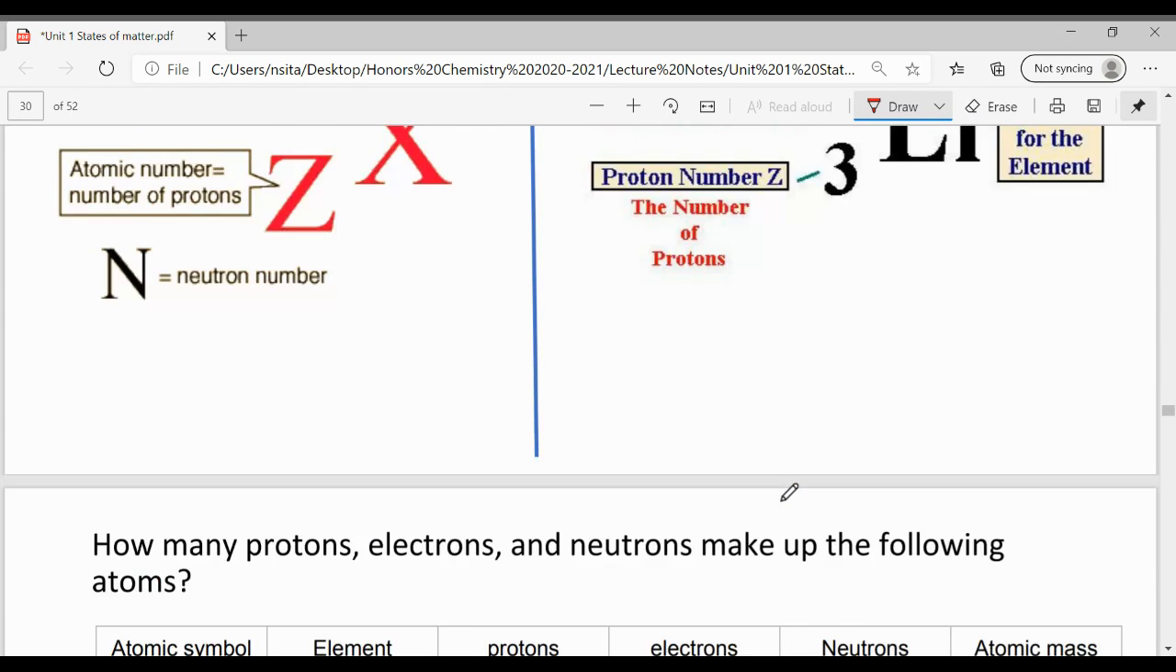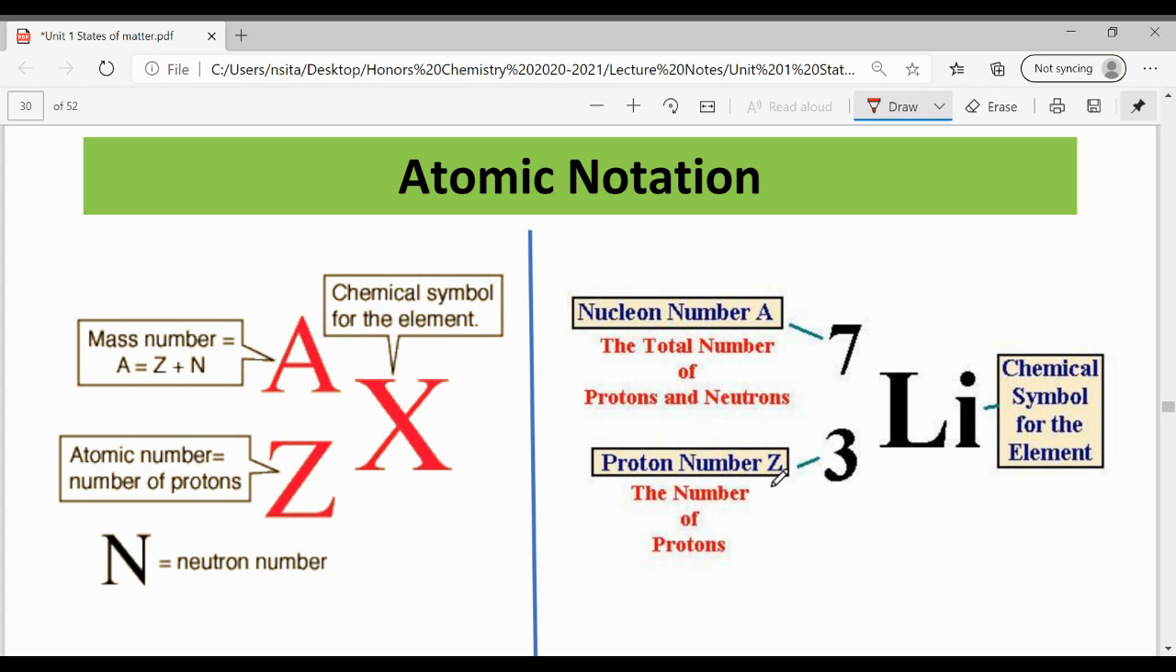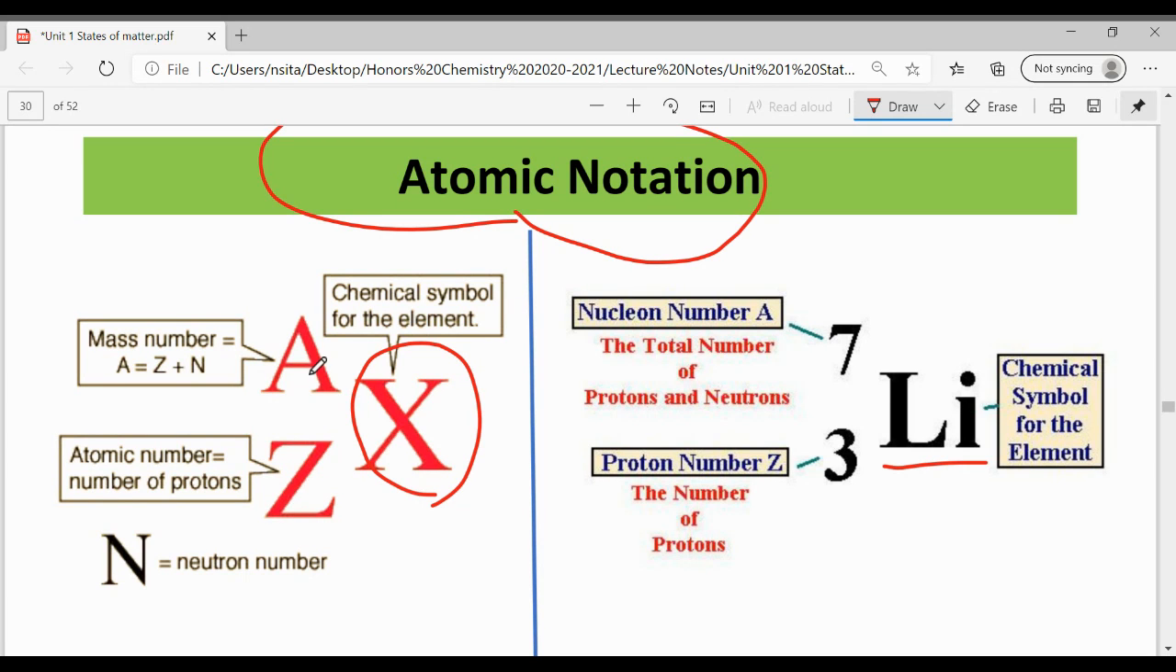Okay. So now, when you have those subatomic particles, how are we going to represent this? We represent this by using something called atomic notation. You can see here, X is a symbol of the element. For example, lithium, Li. The upper left hand corner is the mass of that atom, and the lower left hand corner is the atomic number. Basically, it represents the number of protons. When you look at the periodic table, you can see that lithium is number 3. That means that lithium has 3 protons.